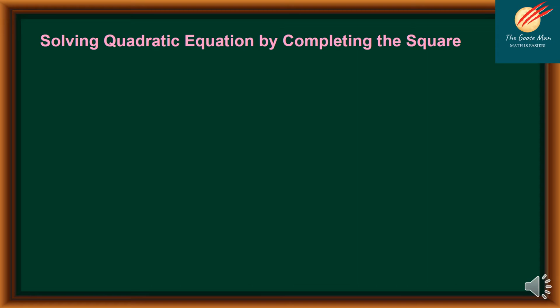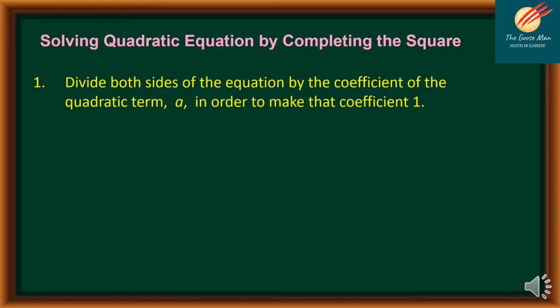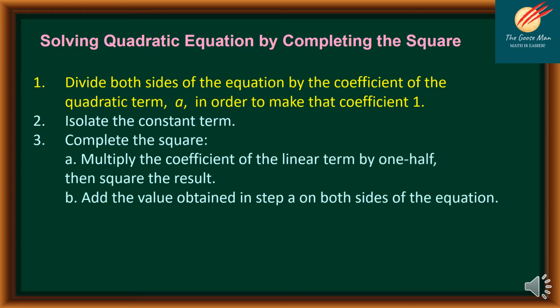Here are the steps in solving a quadratic equation by completing the square. Number one is divide both sides of the equation by the coefficient of the quadratic term a in order to make the coefficient 1. Number two is isolate the constant term. Number three is complete the square. It means multiply the coefficient of the linear term by 1/2, then square the result. And letter B is add the value obtained in step A on both sides of the equation.